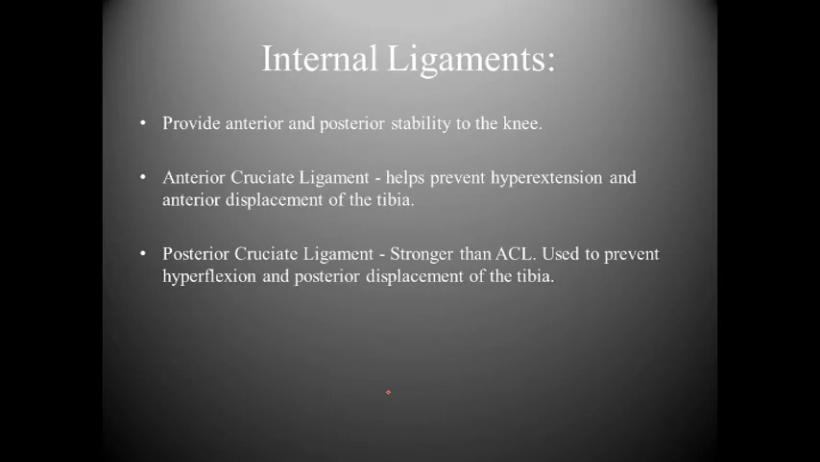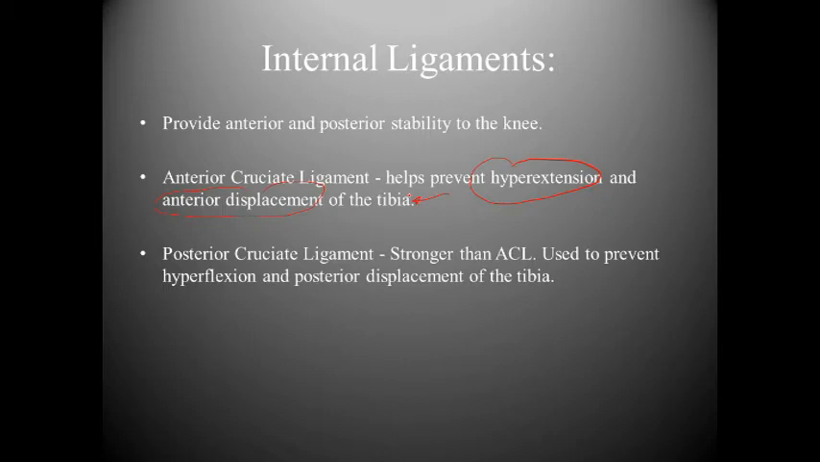So the internal ligaments are in charge of providing anterior and posterior stability to the knee. These are the ACL, which is the anterior cruciate ligament, which helps prevent hyperextension and anterior displacement of the tibia. And so this is what you're going to see: hyperextension and anterior displacement solely of the tibia. And so anyone who has an ACL injury can attest that it feels like your tibia is jutting forward from the femur.